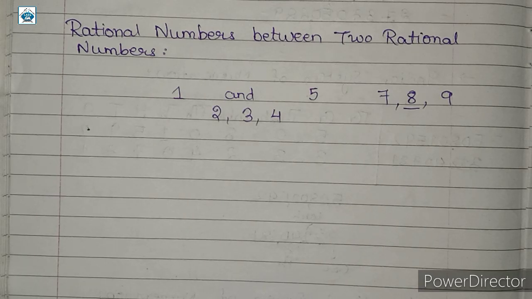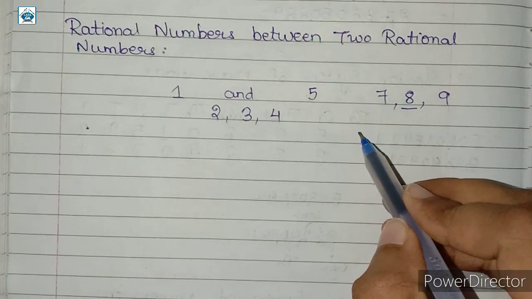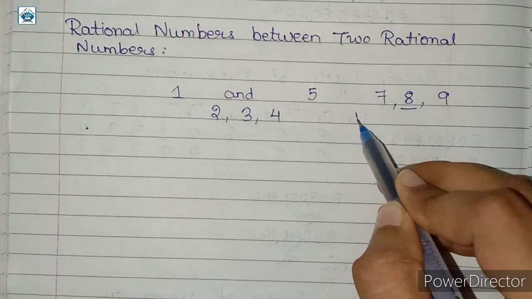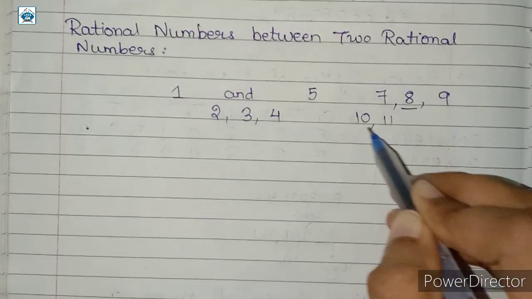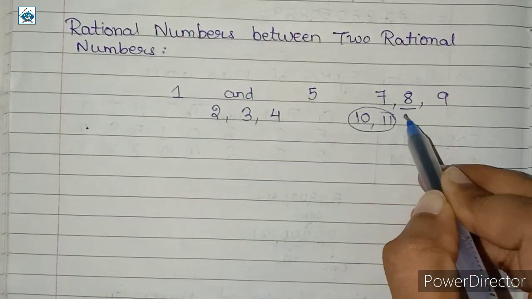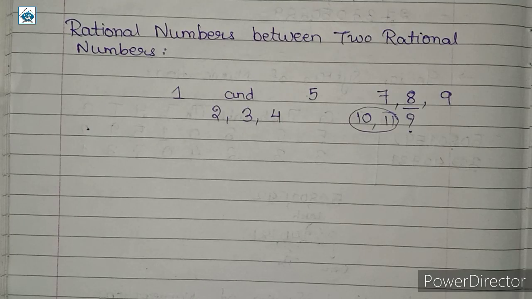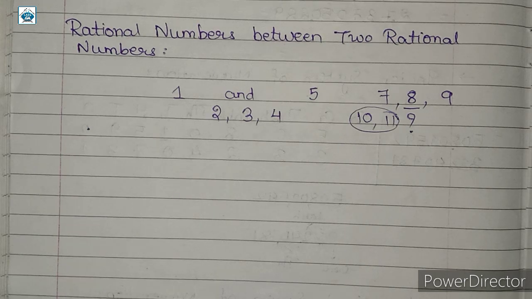And how many natural numbers or how many integers can you find between 10 and 11? The answer to this question is none. You will not get any integers or natural numbers or whole numbers between 10 and 11. But that is not the case for rational numbers. You can find infinitely many rational numbers between two rational numbers.